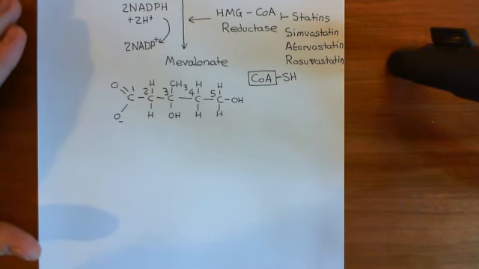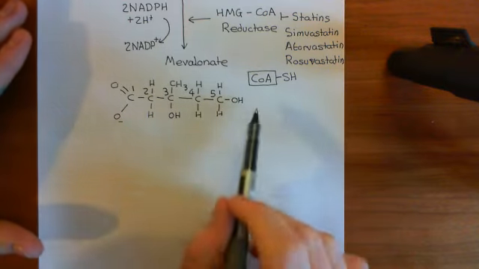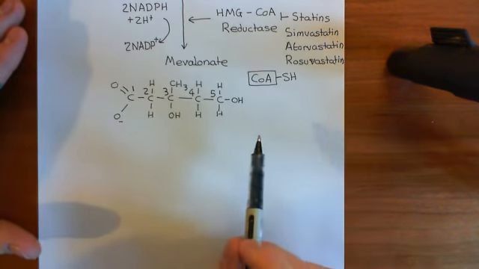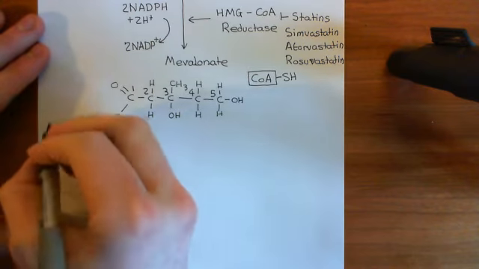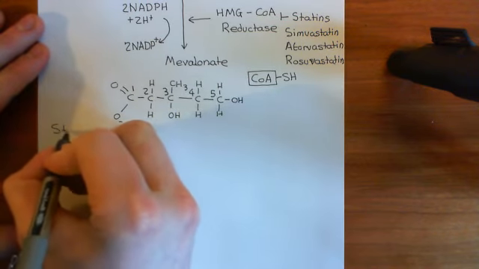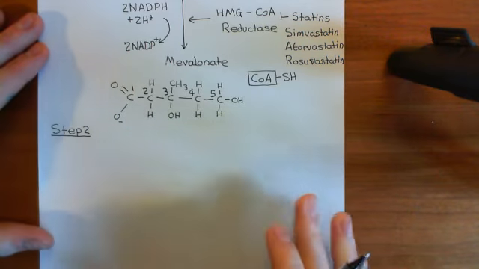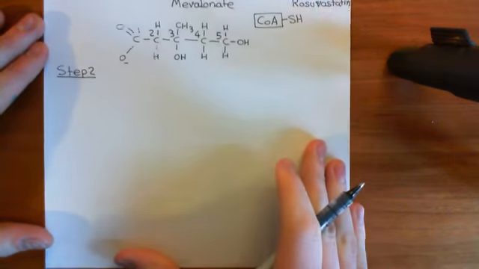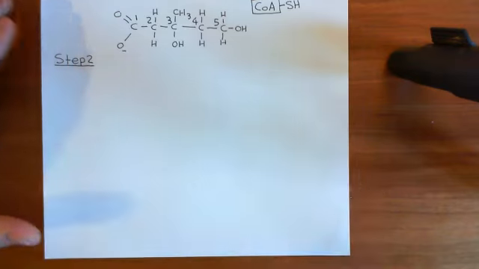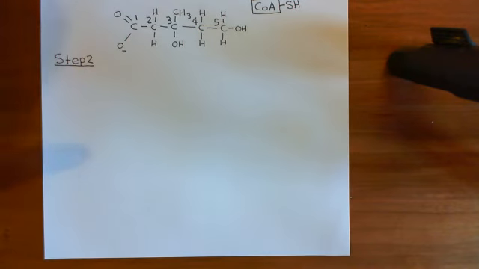Okay, so we have now completed the first stage in cholesterol biosynthesis. The first stage is taking in 3 acetyl coenzyme A molecules and forming a mevalonate molecule. We're now going on to the second stage, step 2, which is basically going to be converting these mevalonate molecules into activated isoprene molecules. Okay, so let's now have a look at step 2.